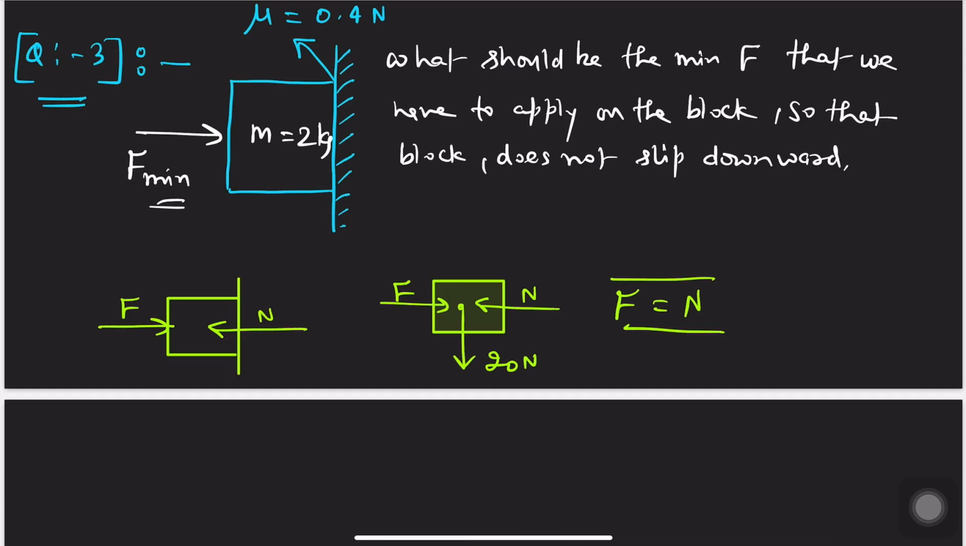And this side will be your friction, which will hold the body. So this will be mu into N, and that is 0.4 into N. You may get in doubt that this is 0.4 Newton, so let me write down like this only: mu into N. And 20 Newton is your mg.